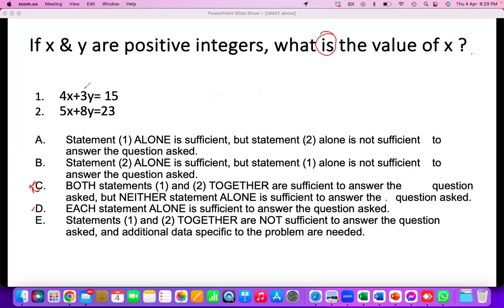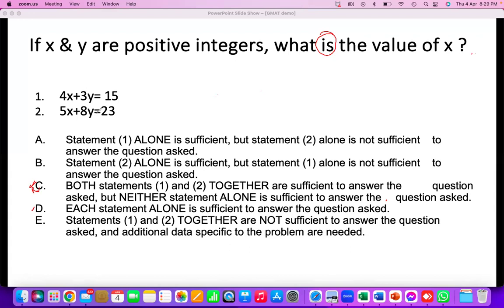Okay, let me explain. So, Ronak, first let me answer your dilemma. I know where you are coming from. We studied in school days that if there are two equations and two variables, we solve them simultaneously to get the values of the variables, right?